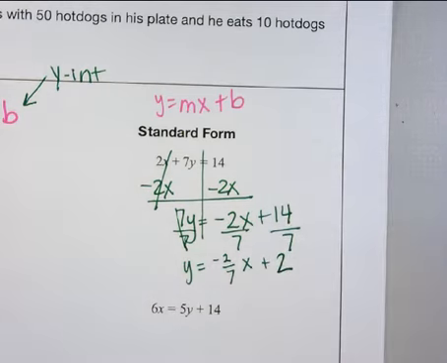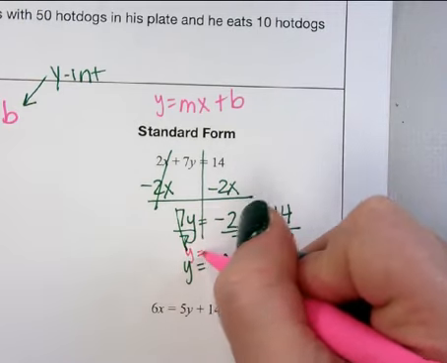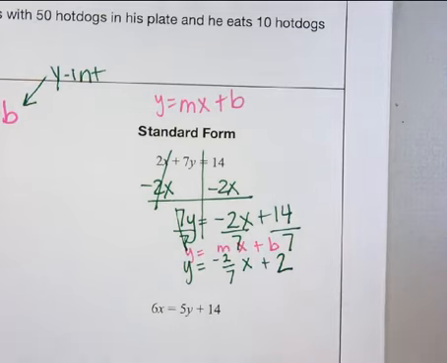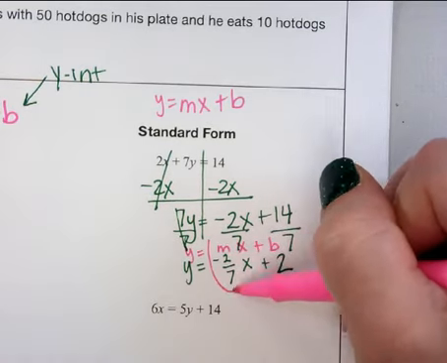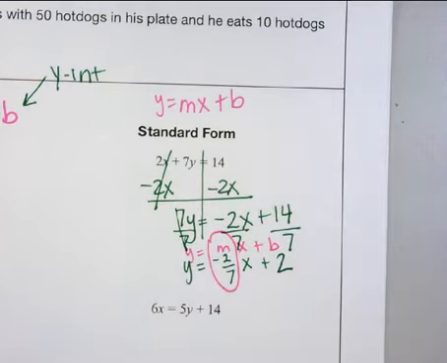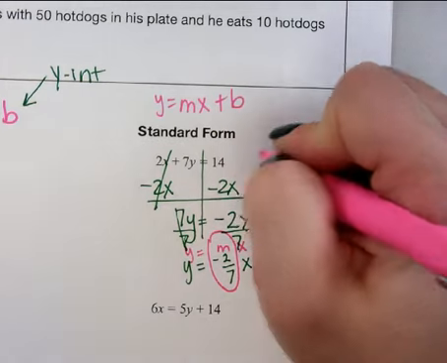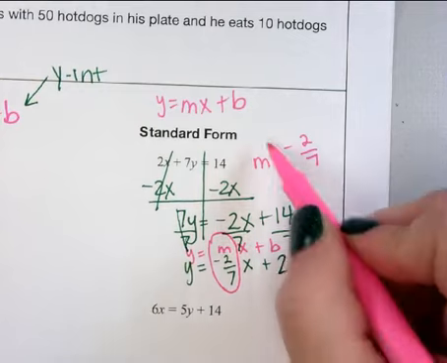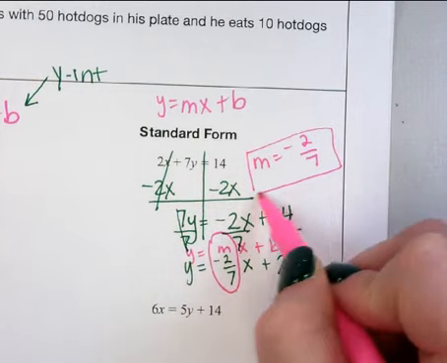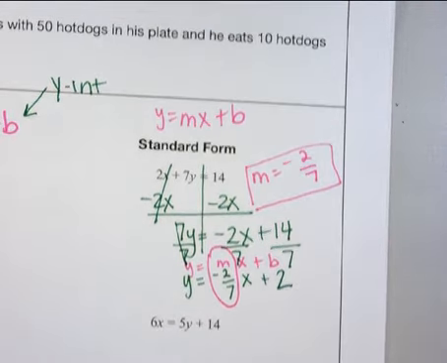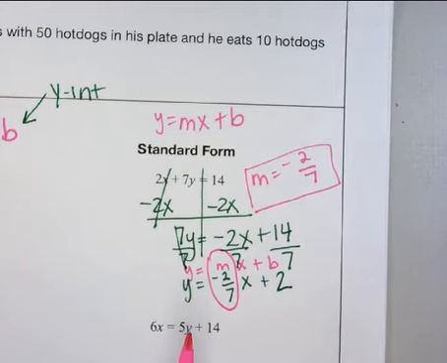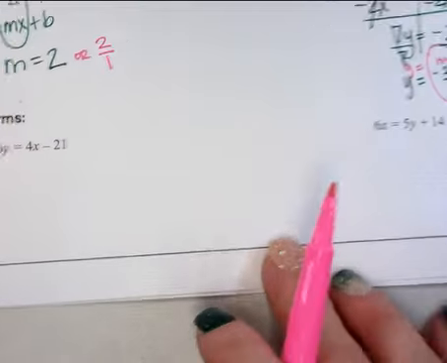So remember, we're looking for y equals mx plus b. That is our m value. So we would say that m, or our slope, is negative 2 over 7. And that's very normal. A lot of your slopes are going to be fractions because we do rise over run on the graph, which we'll do in another video later.